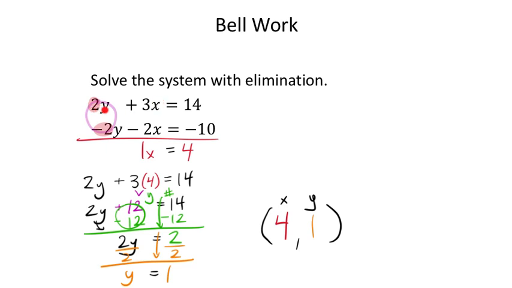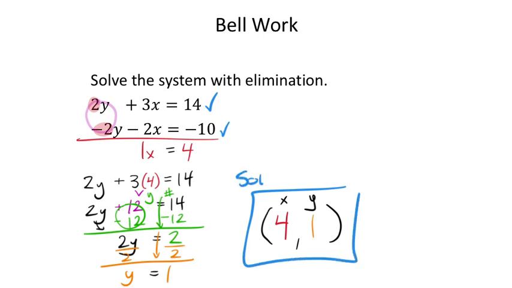So that'd be 2 times 1 plus 3 times 4. That's 2 plus 12, which is 14. And at least the first equation checks off. The second equation, negative 2 times 1 minus 2 times 4. So that'd be negative 2 minus 8, which would be negative 10. And the second equation checks off as well. So that means we did, in fact, find the solution to this system of equations as 4, 1.